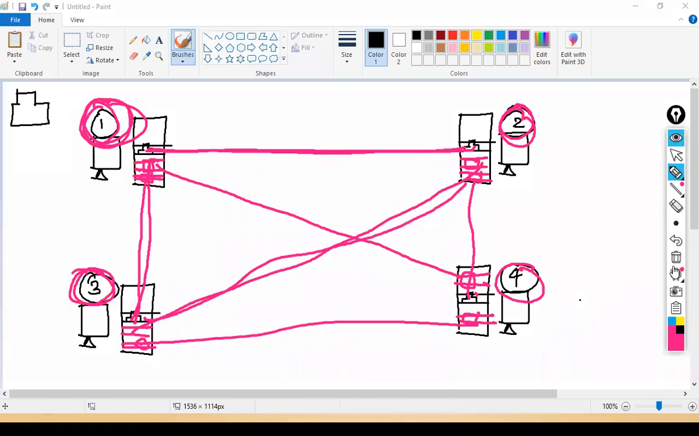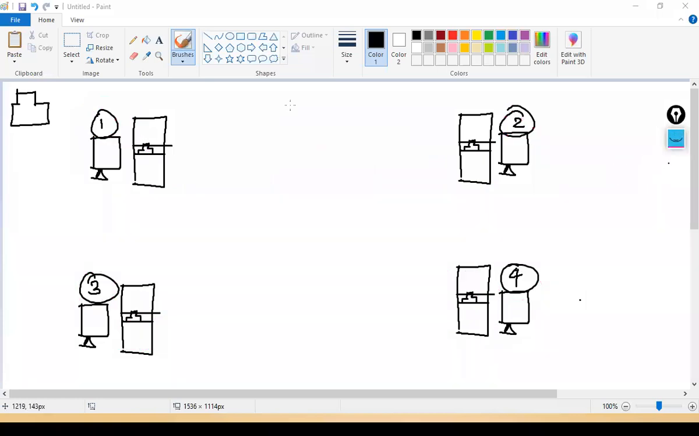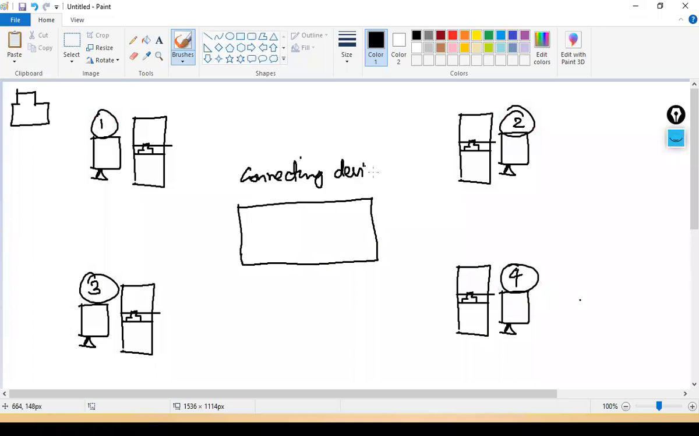So to avoid the complication, I'll place another device here, and this device is called a connecting device. There are many connecting devices. It can be a hub, a switch, etc. You will study about them later. Now, this is the connecting device, and the connecting device will have multiple interfaces.